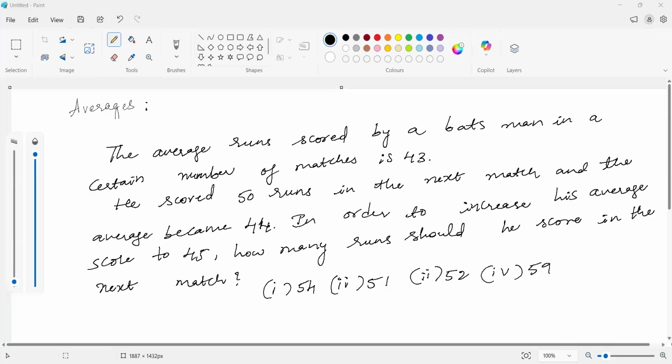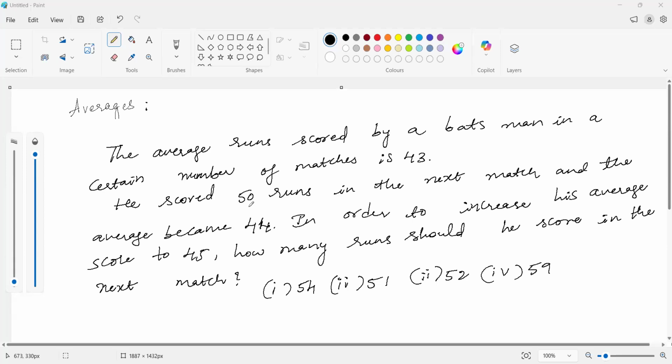You're getting 51, 54. Yeah, try to recalculate. You need to form equations here. Form two equations, one for the first average. Okay, we do not know how many matches. You take the number of matches as M. In those M matches, the average is 43. Next, with one more extra match, the average will increase to 44.